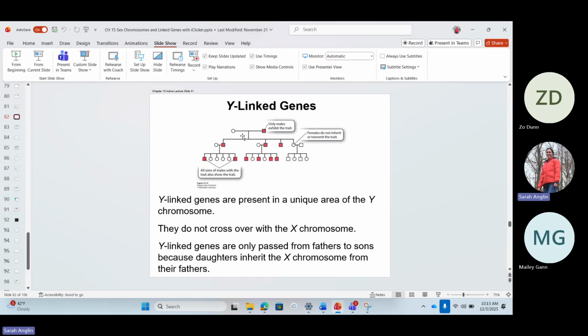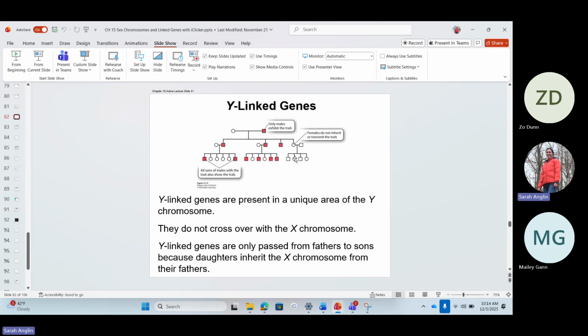Okay, and you'll notice here it doesn't skip generations. The father has the condition, is affected by it because it's on the Y chromosome, and all of the sons also share that same situation where they have a Y that has the mutant allele. And as they go on, you can see it goes on in the same pattern. All the sons have the condition.